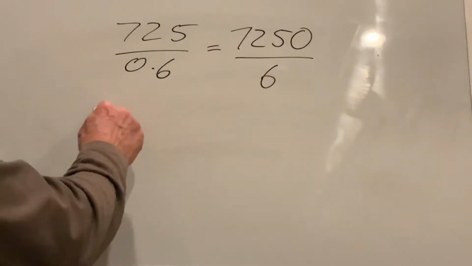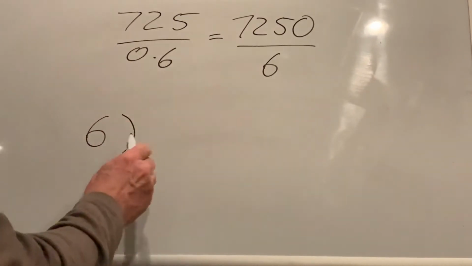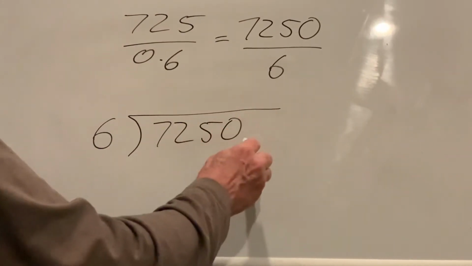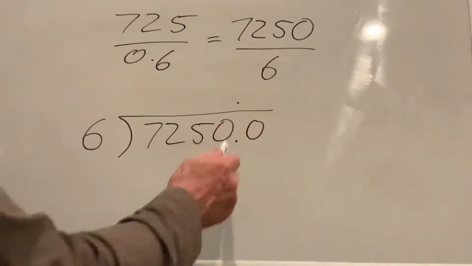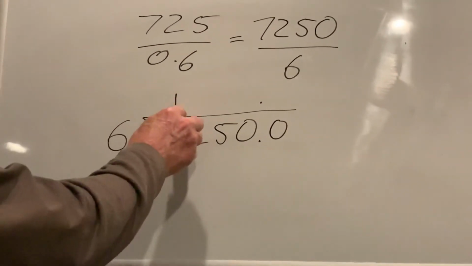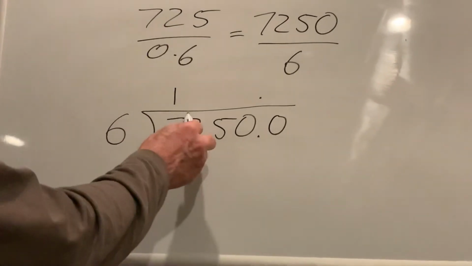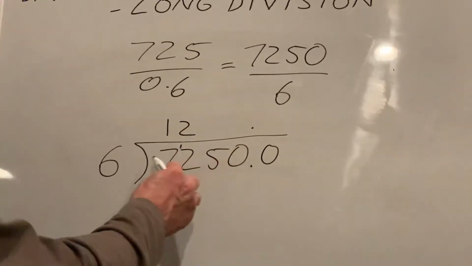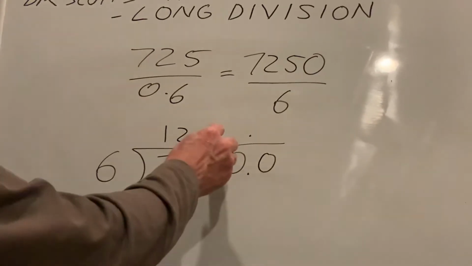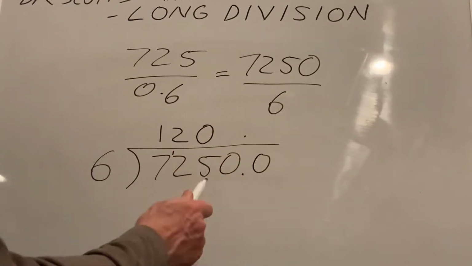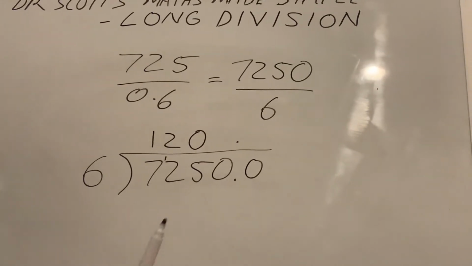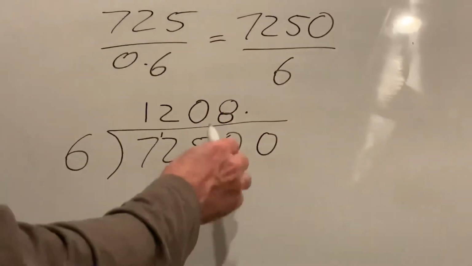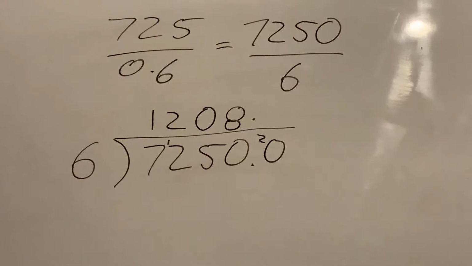Now, we're going to do this. 6 into, we've got our big bracket, big long line, 7,250. And we're going to put 0.0 again in case we need it. 6 into 7 goes 1, and there's 1 left over. 6 into 12 goes 2 exactly, and there's nothing left over. 6 into 5, well it doesn't go, so that's 0. 6 into 50 goes, I think you'll find 8 6s are 48. So it goes 8 times, and there's 2 left over.